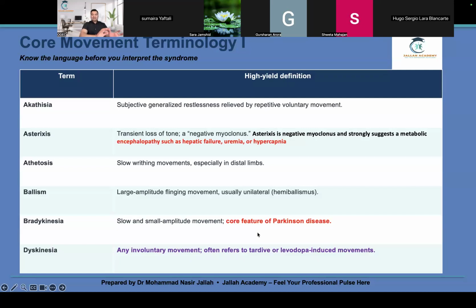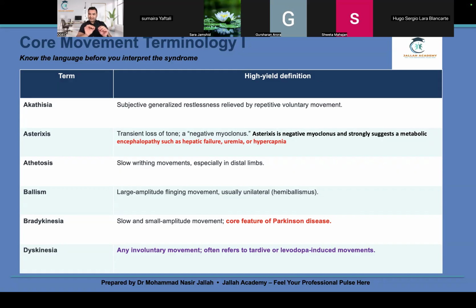So bradykinesia is the slowness of movement in general. To make it very simple, bradykinesia is the slowness of movement of the entire functionality of a person, whether it is writing, walking, or speaking, whatever it is, everything gets slow. So bradykinesia is the hallmark of Parkinsonism. It means if a patient does not have bradykinesia, he doesn't have Parkinsonism. In order to have Parkinsonism, the patient should have bradykinesia. So bradykinesia is a must-present feature of Parkinsonism.